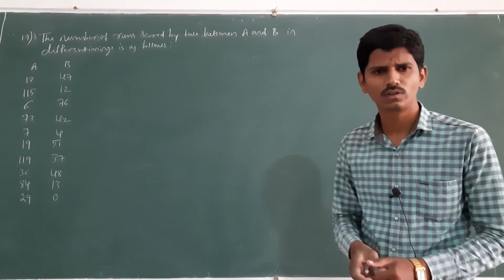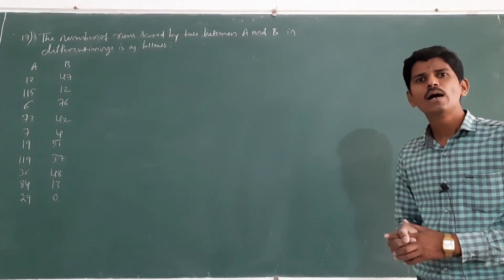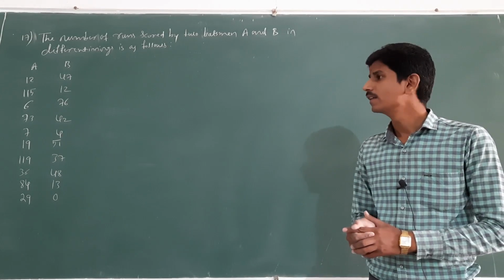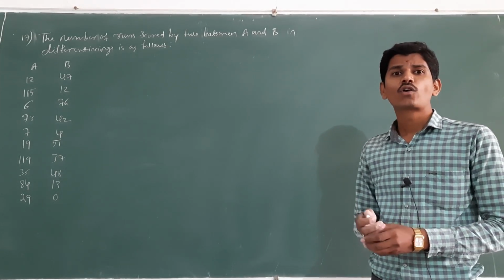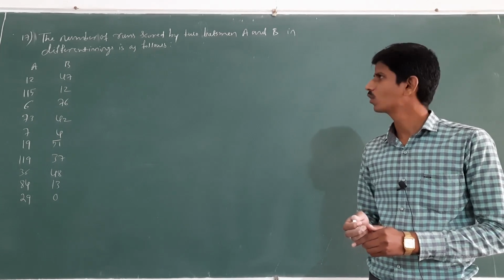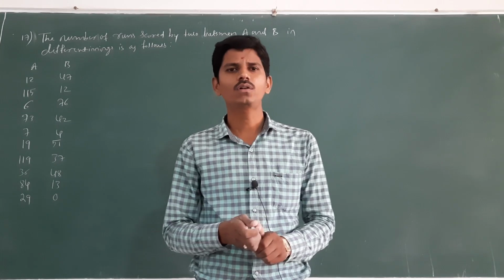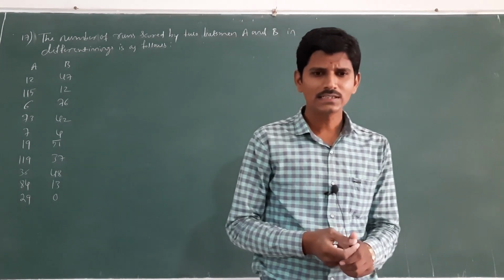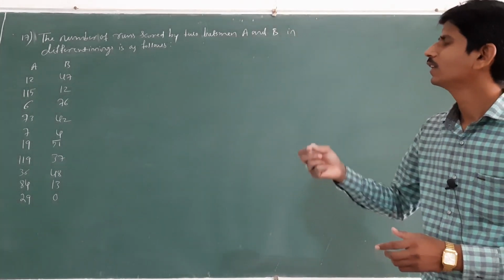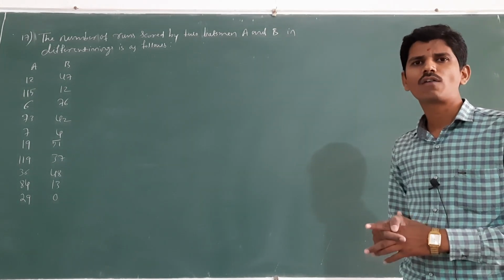In the last class we discussed standard deviation and coefficient of variation, CV. What is coefficient of variation? It is the percentage of the standard deviation, and it can be calculated as sigma by x bar into 100. In this class we shall discuss problems based on coefficient of variation.